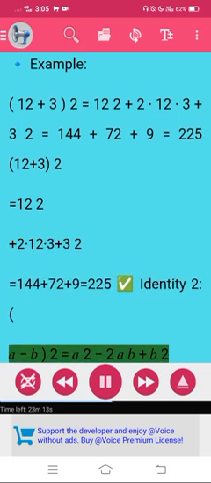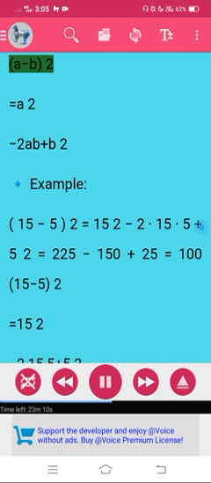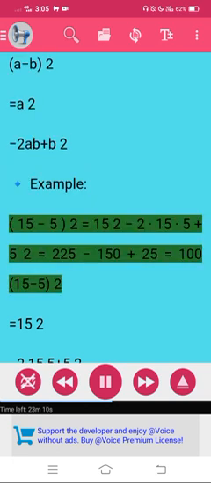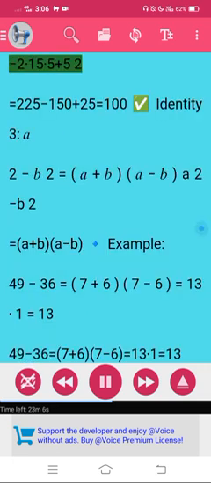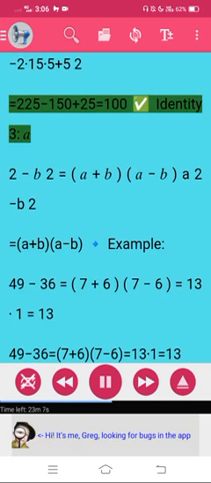(a minus b) squared equals a squared minus 2ab plus b squared. Example: (15 minus 5) squared equals 15 squared minus 2 times 15 times 5 plus 5 squared equals 225 minus 150 plus 25 equals 100. Check mark, identity 3.